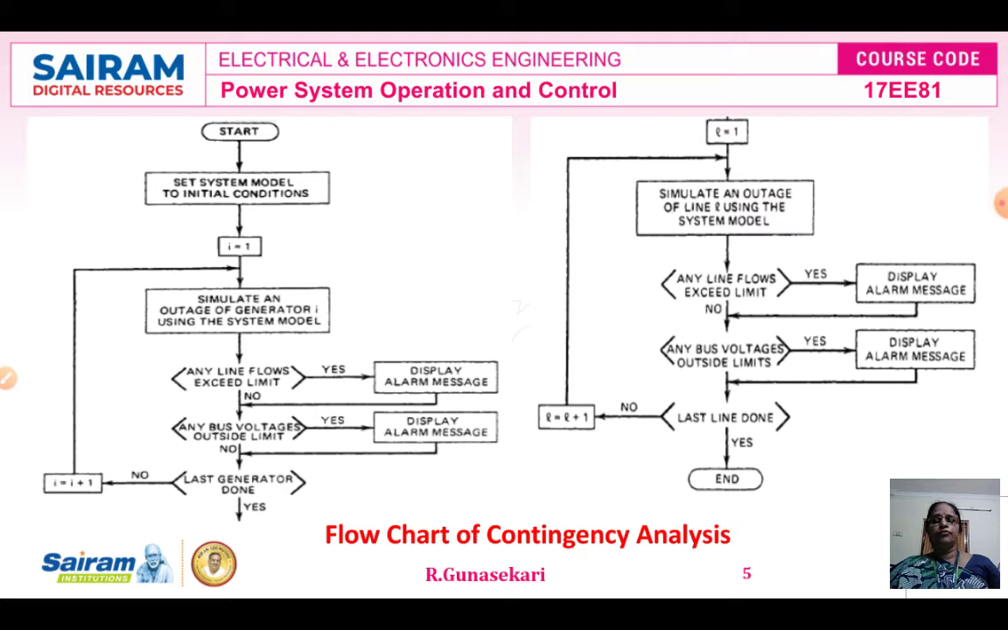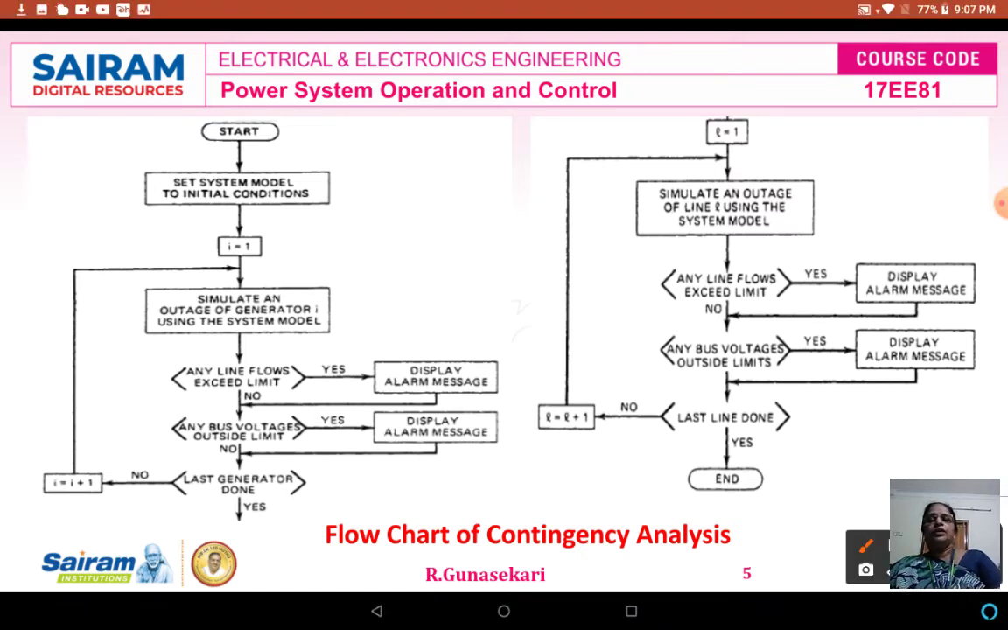Now you see the flow chart. Okay. With the help of the flow chart, we have to explain the contingency analysis. First, start the algorithm. First, set the system model to initial conditions. The system model consists of I number of generators and L number of transmission lines. First, I initialize I equal to 1.